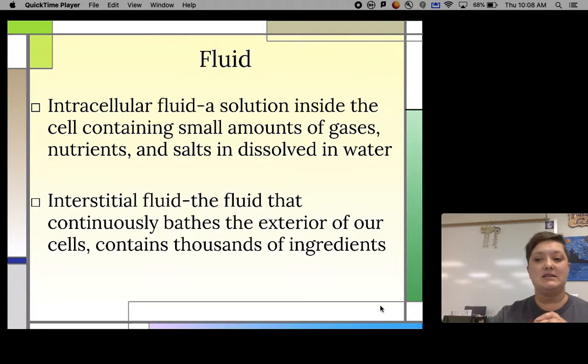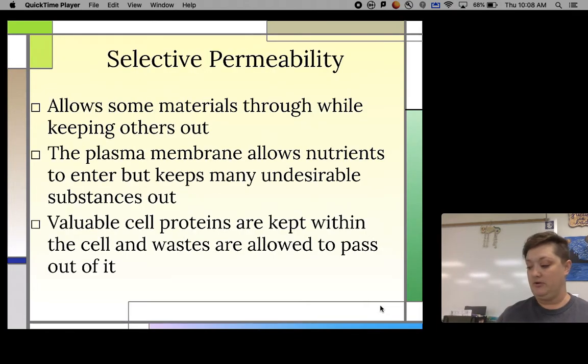So that's the fluid floating around between your cells. So that way we have, instead of just outside or inside, we have a name for it. Outside the cell is called interstitial fluid. Inside my cell is intracellular. Okay, so you know where things are located.